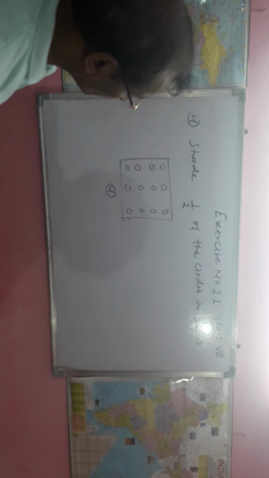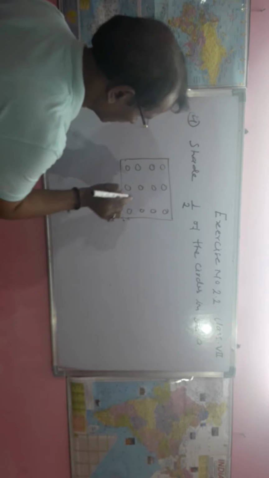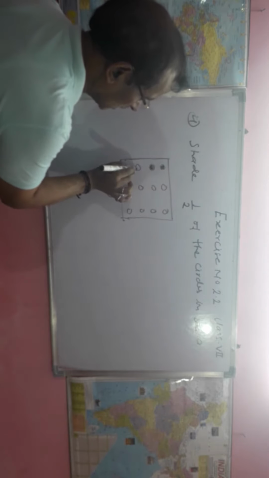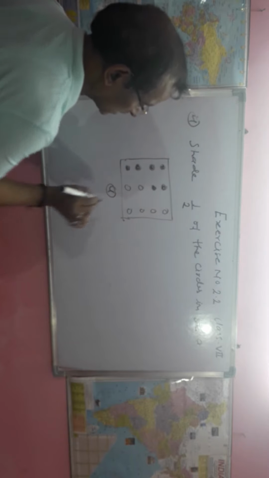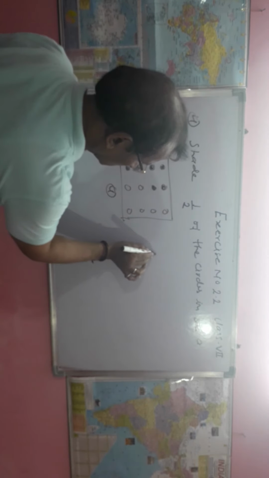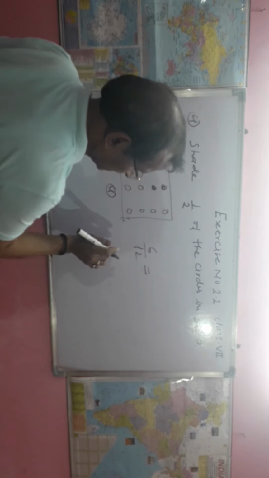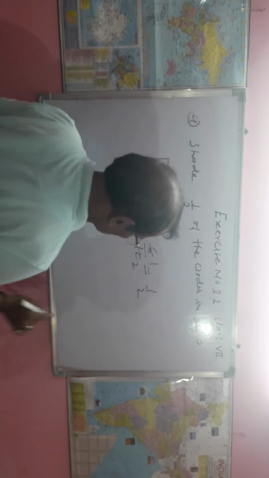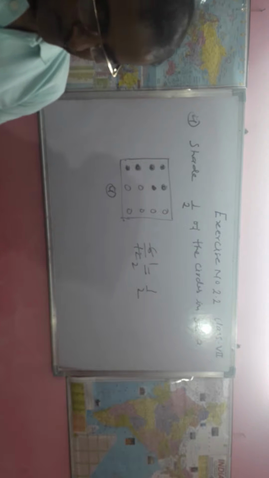1 upon 2 means half of the circles will be shaded. It means 1 circle, 2 circles, 3, 4, 5 and 6 circles. We have to shade 6 circles. We get 6 upon 12, and dividing it, 6 ones are 6, 6 twos are 12, we get 1 upon 2. We have to shade half of the given circles.